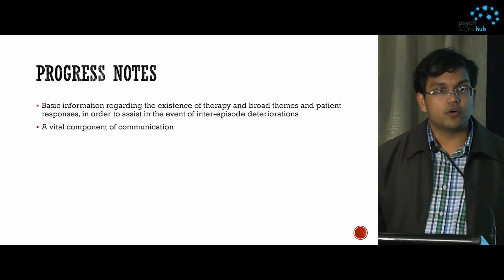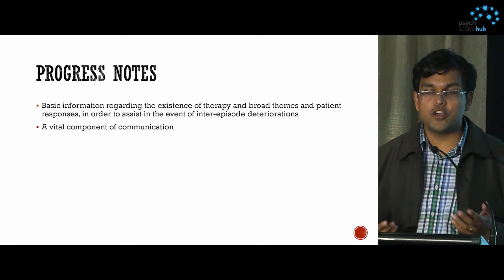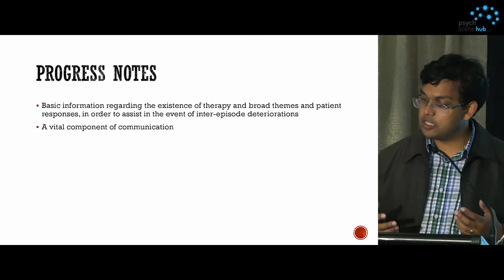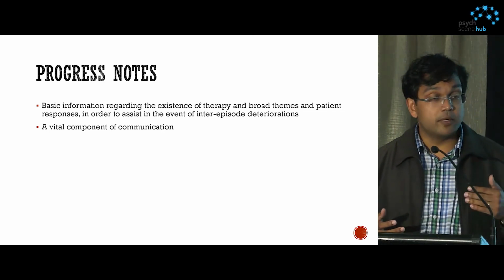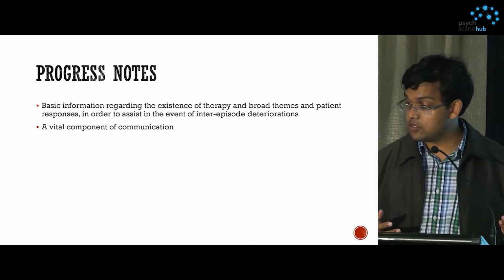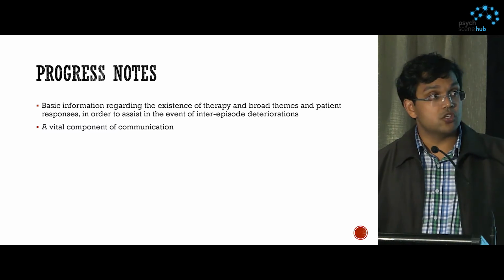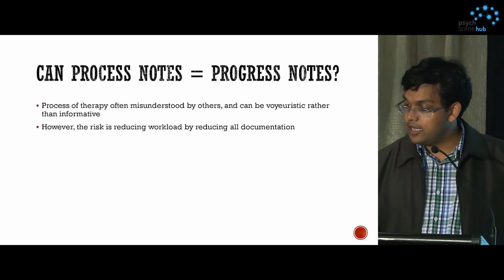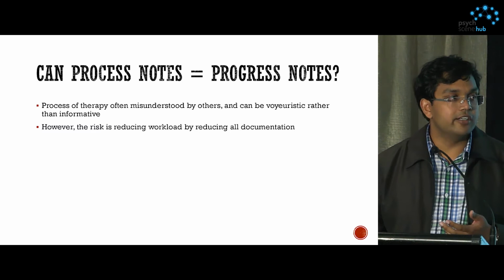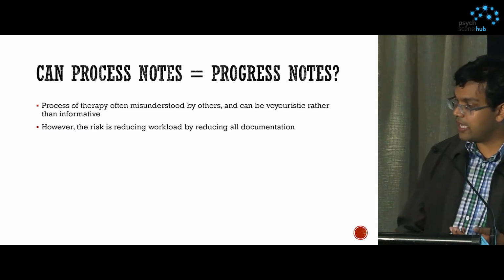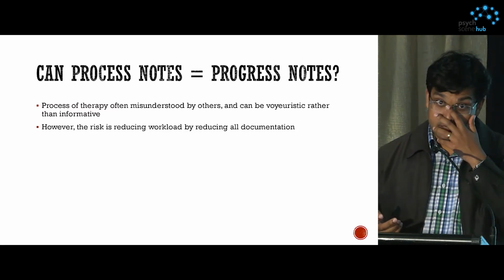That's why you have something apart from process notes, which is what you actually write inside the documentation, which is basic information regarding the fact that you're actually giving someone therapy, the broad themes and the patient responses in order to assist in the event of an inter-episode deterioration. So this is for the purposes of effective communication with other caregivers, and it's a vital communicational component as well. So this is something that you're going to be putting inside the communication liaison section of your case. And the reason why there has to be this difference is that the process of therapy, if you're not a therapist, can be very easily misunderstood. And it can be voyeuristic and can interfere with the care that other people are getting.